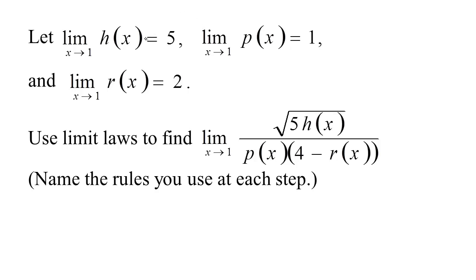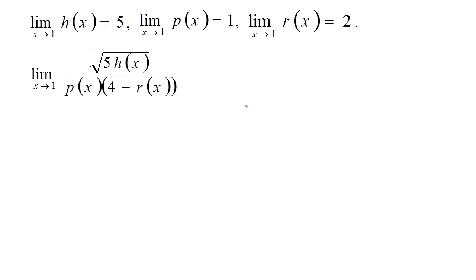Okay, here we have three functions, h, p, and r, and we each have their respective limits as the input approaches 1. So when x goes to 1, h goes to 5. When x goes to 1, p gets closer and closer to 1. When x goes to 1, r gets closer and closer to 2. And what we want to do is to find this limit, this interesting combination. We want to do it systematically and just name the rules that we use as we go through step by step. So I recopied it here, and let's just say what rule we're using at each step.